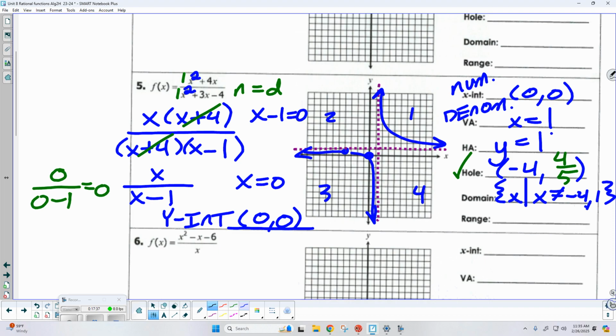So the y, you're going to do the same thing. So all values of y such that, what can y not equal? Okay, 1 and 4/5. And there you go. I mean, you got 3 questions like that tomorrow. That's your quiz.